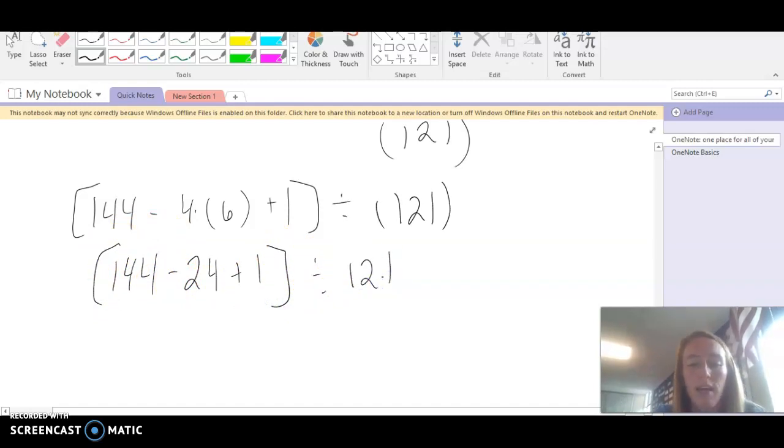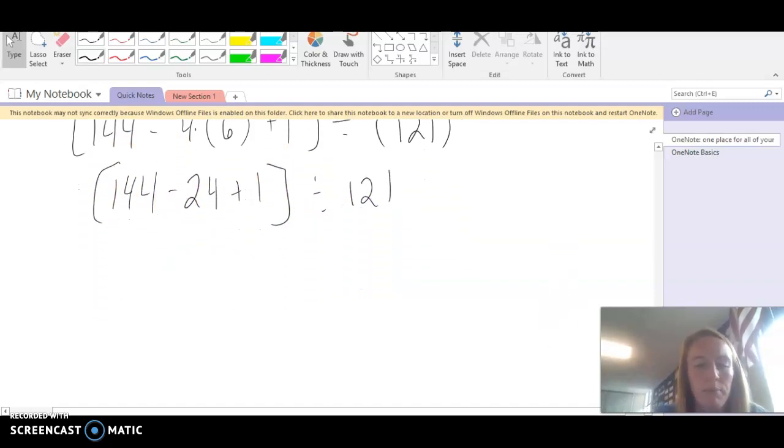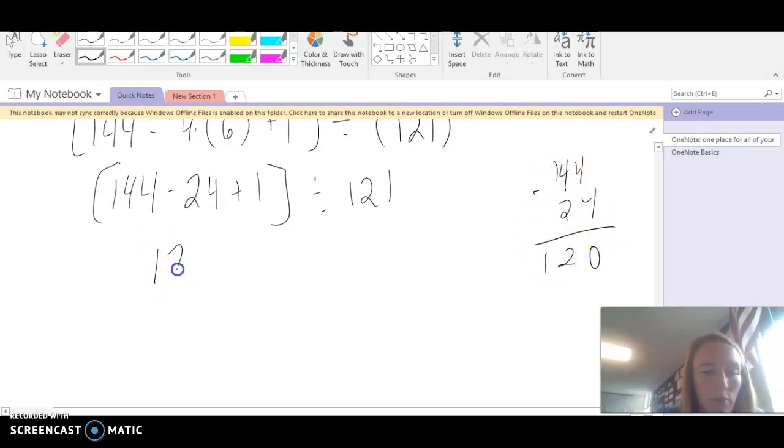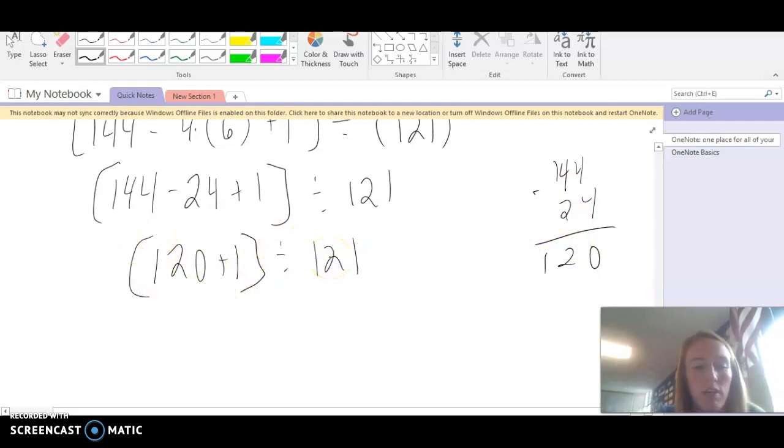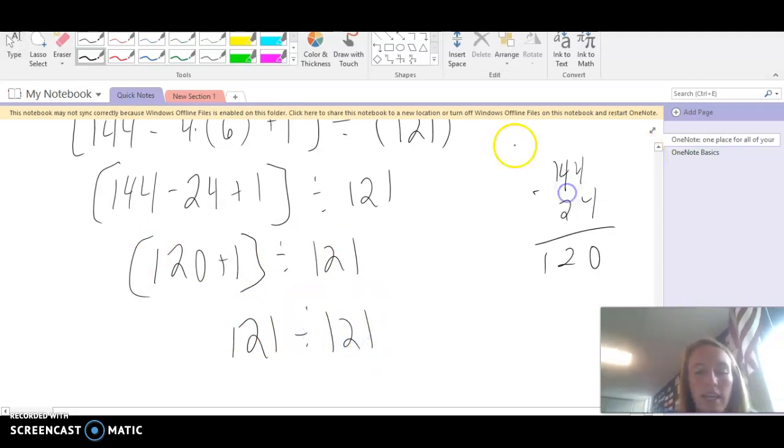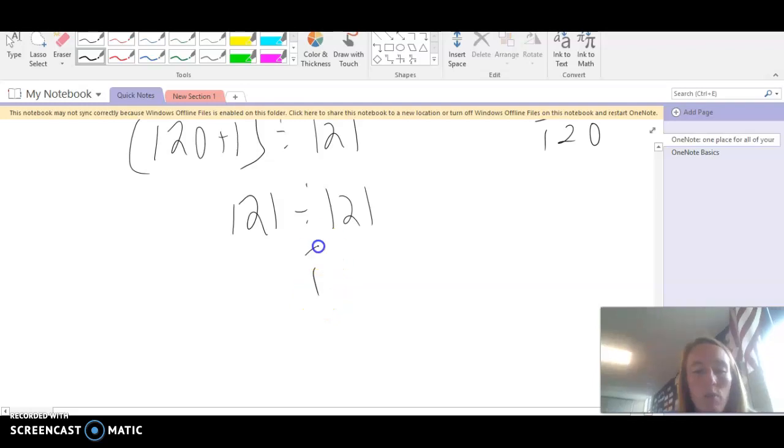All right, now I have in parentheses, I still need to solve these. So I have subtraction and addition left, which means I'm going to go left to right. So 144 minus 24, and I'm going to end up with 120. So I have 120 plus 1 divided by 121. Well, I have to keep solving. 121 divided by 121, and anything divided by itself is 1.